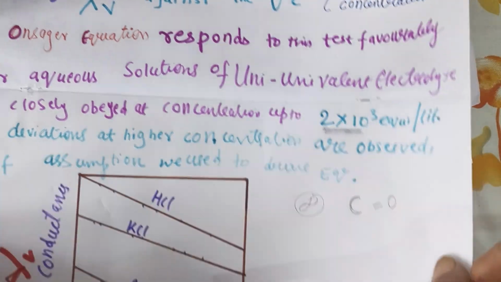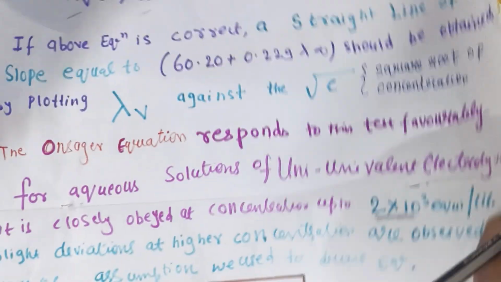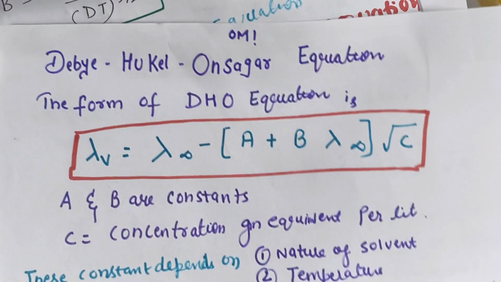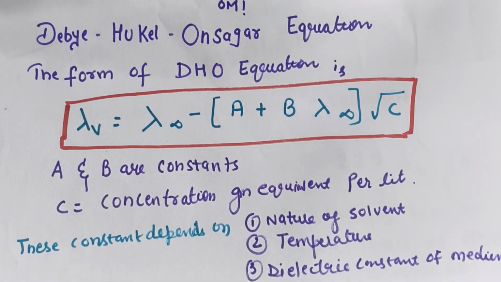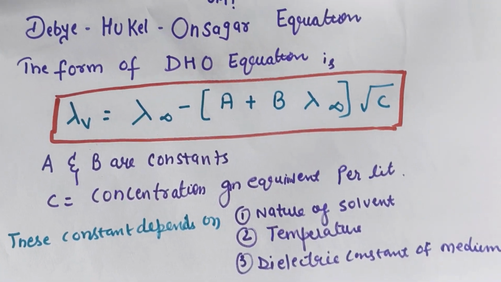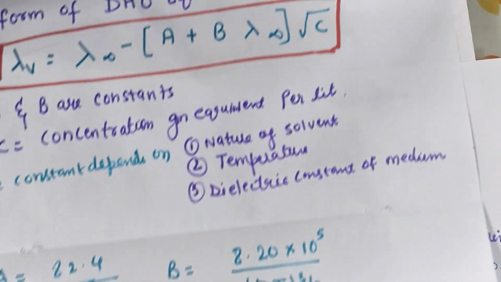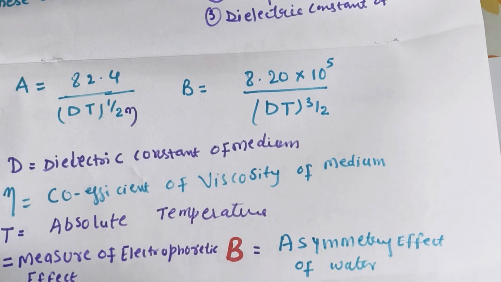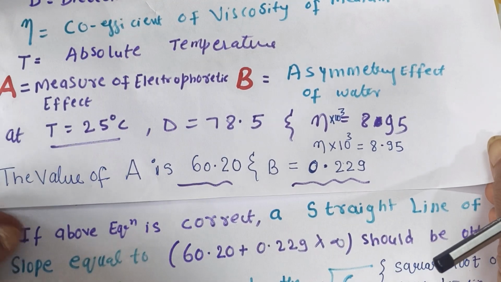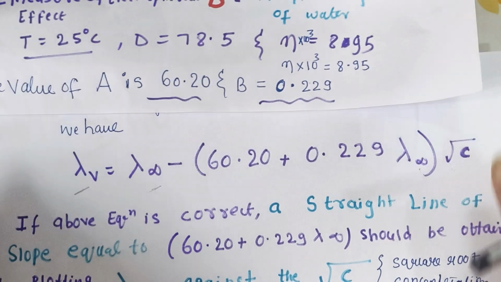Okay, so I hope this video is clear to you all. And if they ask you directly for the verification of Onsager, you can start from this page and write the Debye-Huckel-Onsager equation, and along with that, for the verification, you just have to write the values of all these terms T, D and eta, and plot this graph.